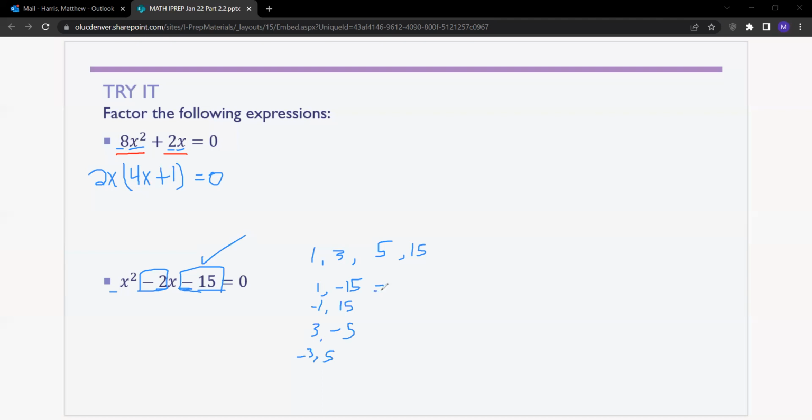1 plus negative 15 is negative 14. Negative 1 plus 15 is positive 14. 3 plus negative 5 is going to be negative 2. And negative 3 plus 5 is going to be 2. So which of these are correct? This one, right? So we're going to have x plus 3, x minus 5 equals 0.